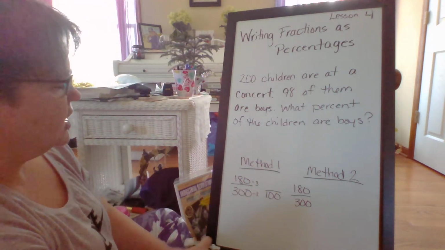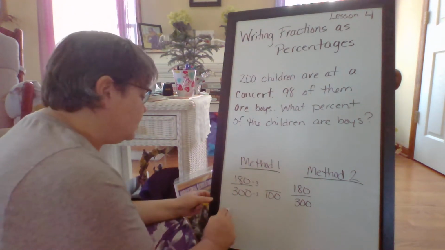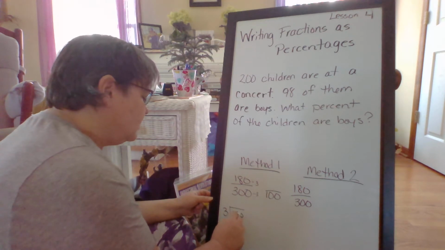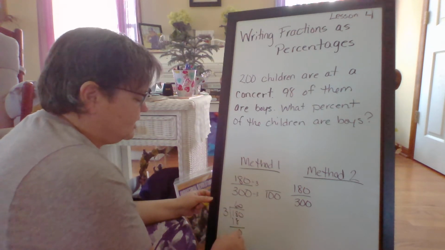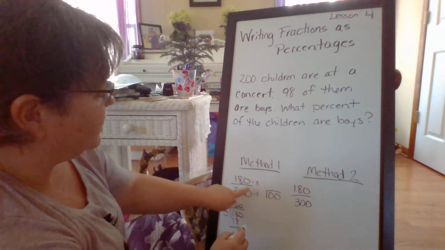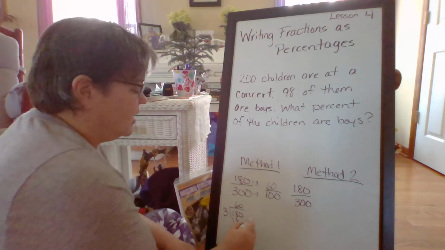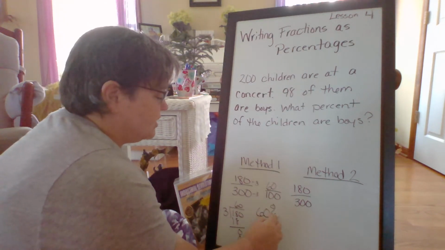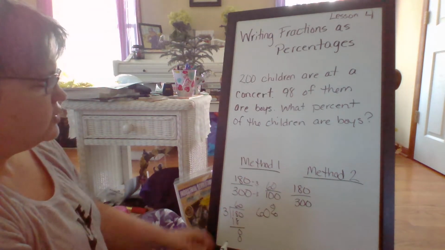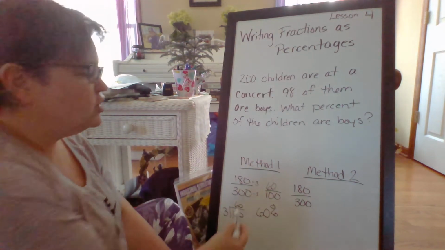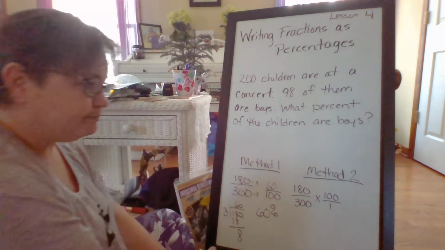And now I can go, can you see that 3 into 180 is going to get 60? I say 3 into 18 is 6. 3 into 0 is 0. Anyway, 60% is my answer here, because anything over 100 is a percentage. So that's method 1. Method 2, of course, is multiplying by 100%, or 100 over 1.